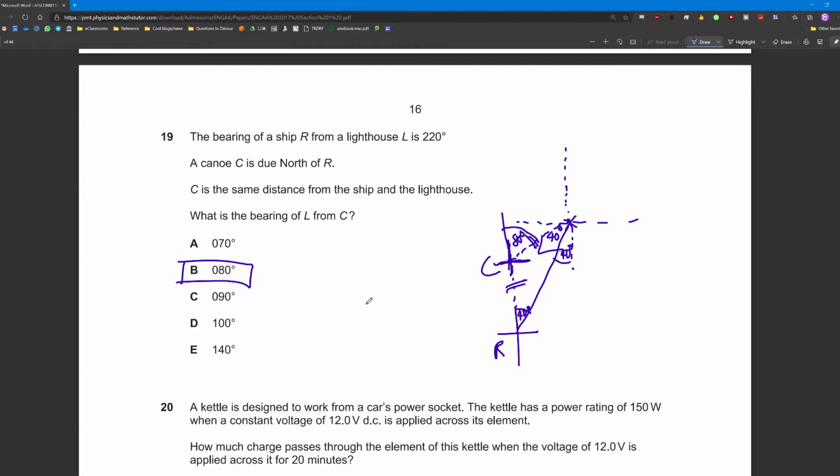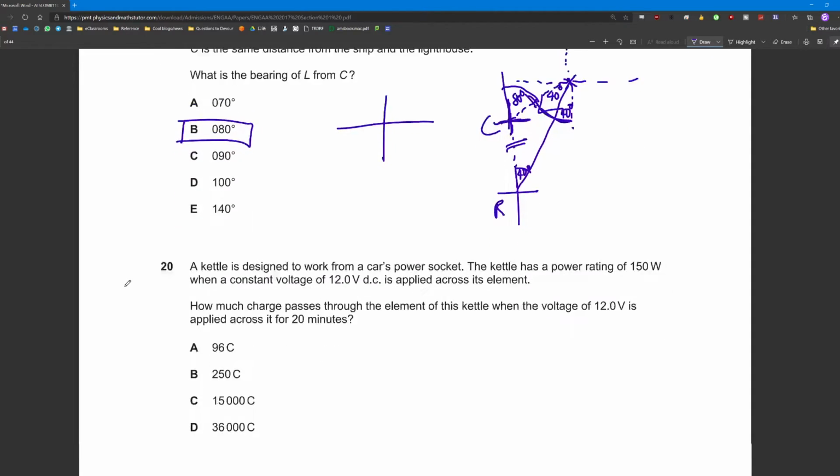So the key was to draw, for bearings questions, a plus sign, or a set of axes, a vertical and horizontal line that you can easily use as a reference point or jumping off point to transfer information about angles between different points, like realizing that this is 40 because this is 40, realizing that this was 80 because this was 80. So the answer is B.